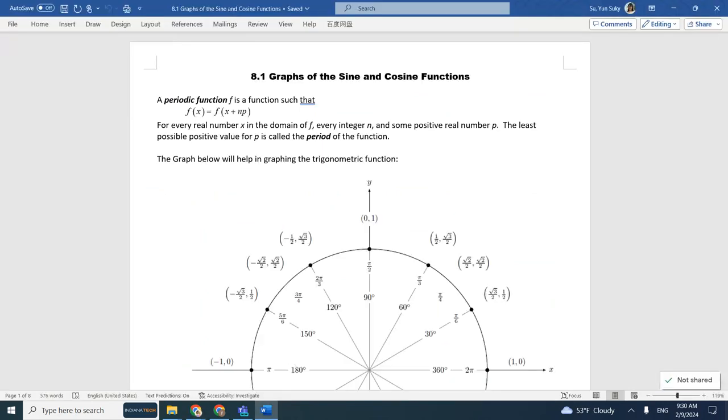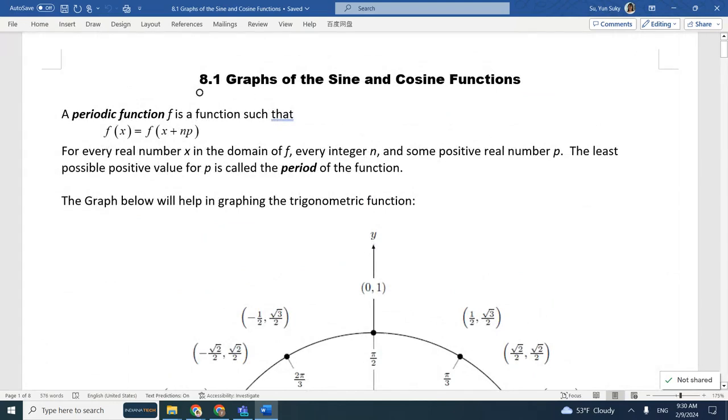Okay, so 8.1, graphs of the sine and cosine function. In chapter 7, we introduced the 6 trig functions. The angle is the input, and the output is the ratio of 2 sides of a triangle, right? That's the input and output. And then in chapter 8, we're going to talk about the graphs of all the 6 trig functions. Okay, everybody?